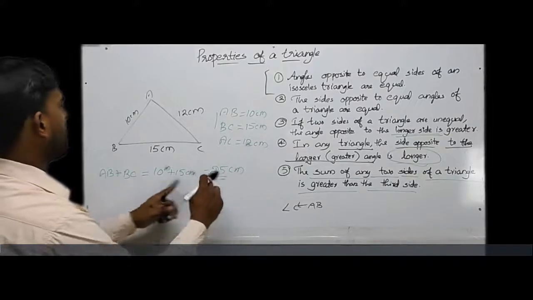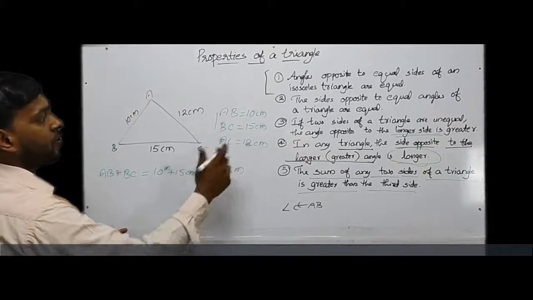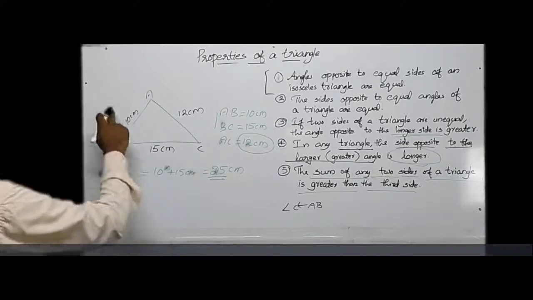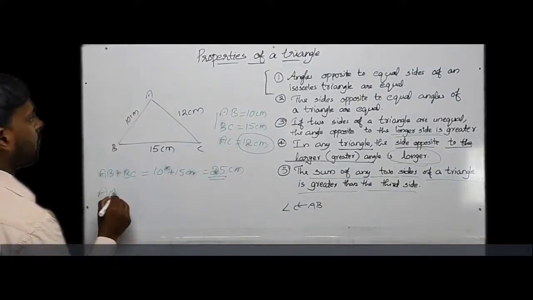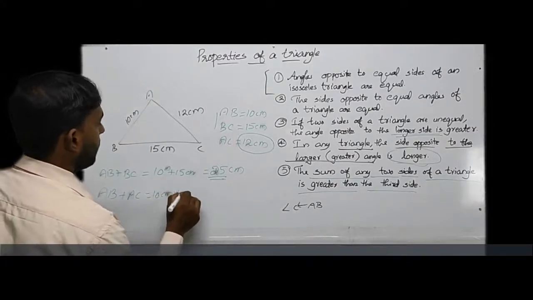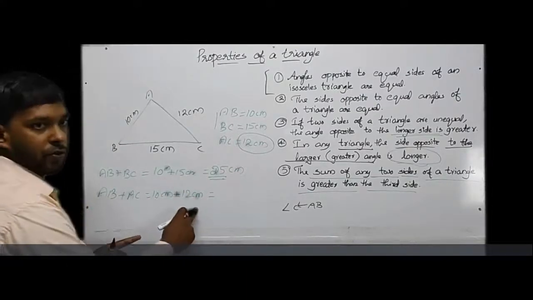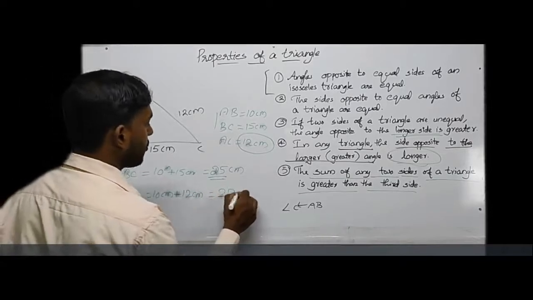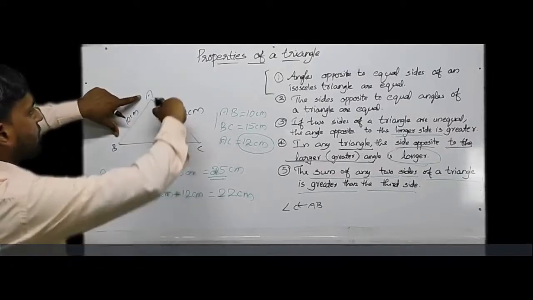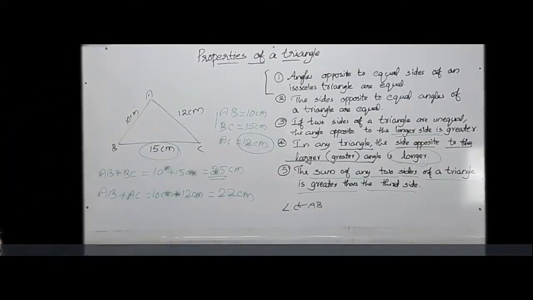So let's compare this addition with the third side. Yes, when we added, we got 25 centimeter. It is greater than the third side. Now let's take another two sides, AB plus AC. AB is 10 centimeter, AC is 12 centimeter. So 10 plus 12 is going to be 22 centimeter. Look at the third side. When we added these two sides, we got 22, that is greater than the other side.